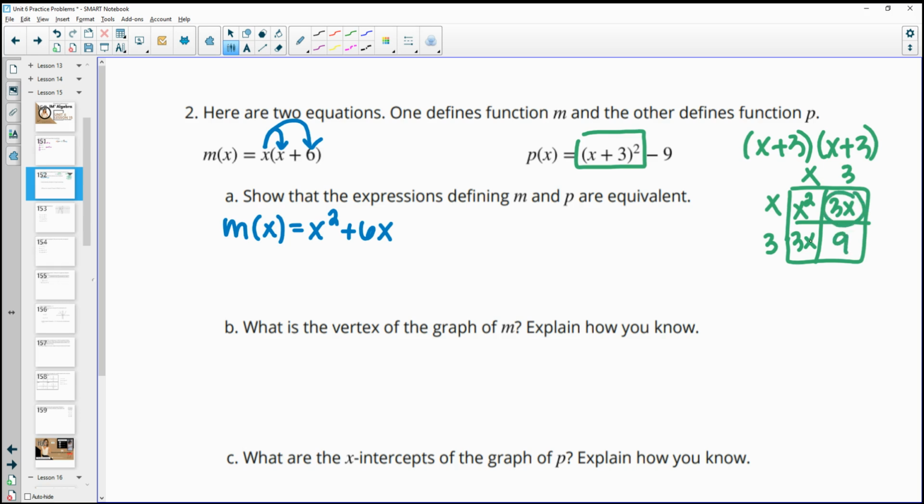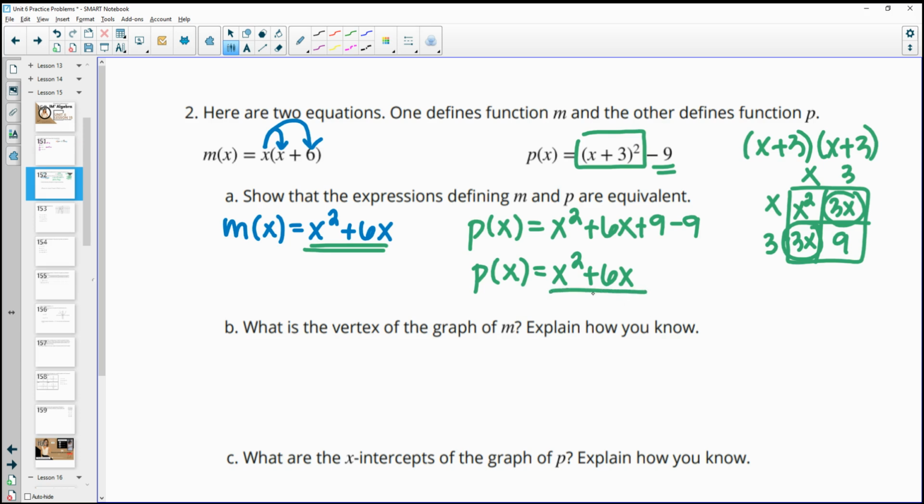And then we see that we have like terms here. So we're going to end up adding those together. So for P of x, so far for this part, we have x squared, 2 3x's, which is 6x, and this plus 9. And then don't forget about this minus 9 here. And then we see that we have like terms here of a positive and a negative 9. So we'll add those together and they equal 0. So we really just have x squared plus 6x, which shows that these are equivalent. They have the exact same terms in standard form.